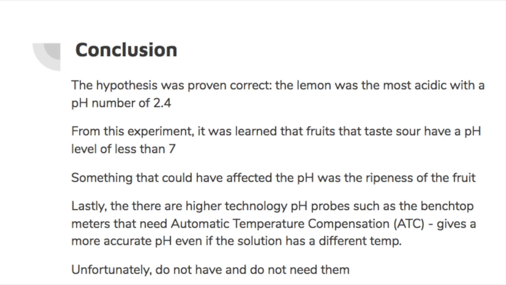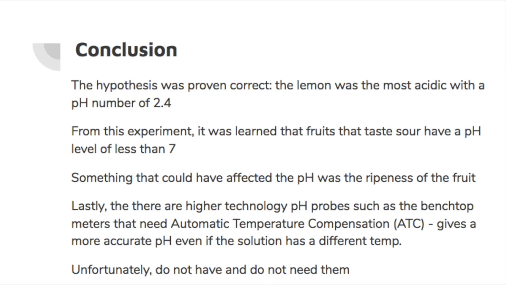Lastly, there are higher technology pH probes, such as the benchtop meters, that need automatic temperature compensation, or ATC, which gives it a more accurate pH even if the solution has a different temperature. These pH probes are meant for more intricate experiments that require more technology and used in solutions that we did not have to use in our experiment.